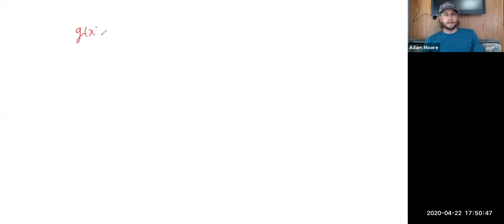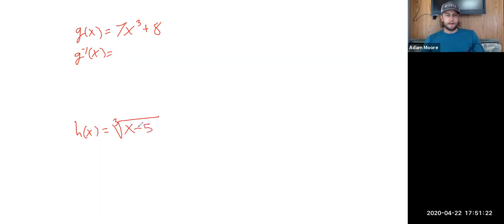Let's say g of x equaled 7x to the third plus 8, or something. 7x to the 3 plus 8. And then we got to figure out g inverse. Also, we'll do an h of x equals the cube root of x minus 5, or something weird. And we'll have to figure out h inverse. And that'll probably take us to the end here because we got very little time.